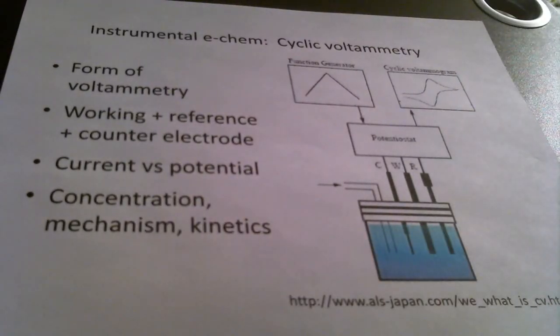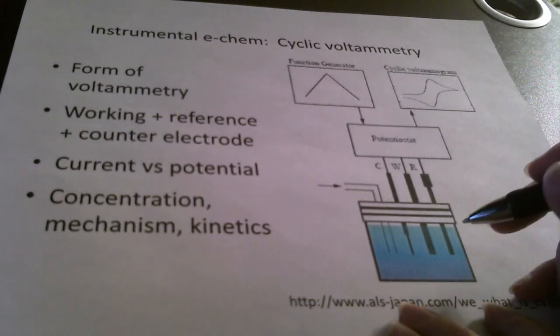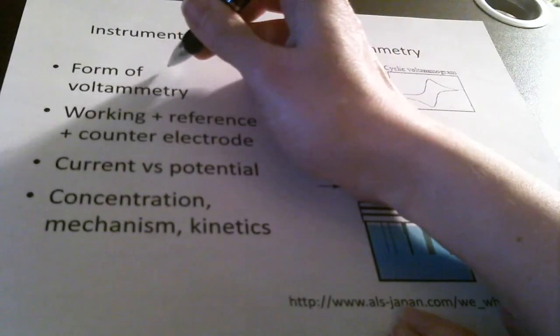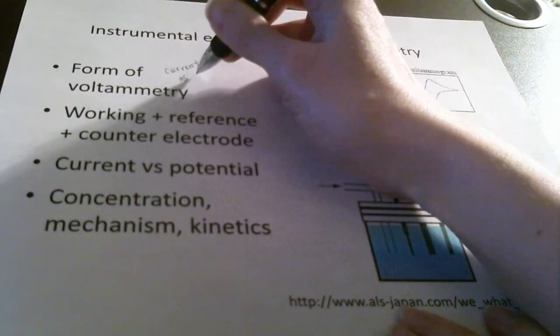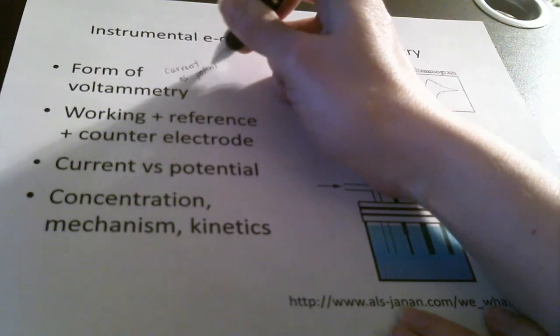Our final example of instrumental electrochemistry is using cyclic voltammetry. This is a little more complicated than a straightforward ion selective electrode like a pH meter where you just dip it in, but this is going to involve a little bit more. So in this case, it's a form of voltammetry, and in voltammetry, you measure current as the potential is changed.